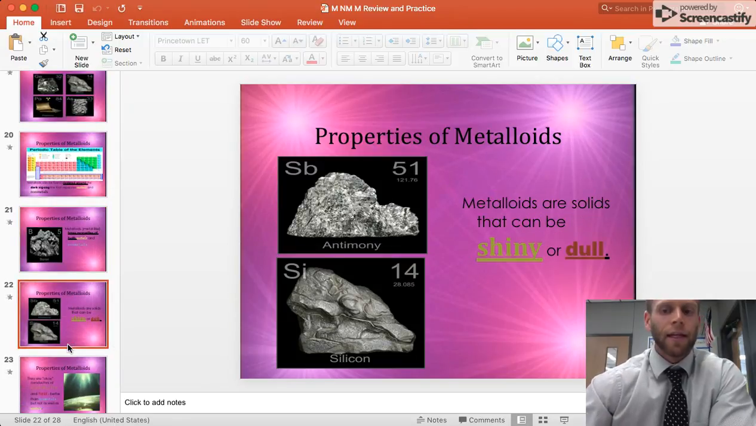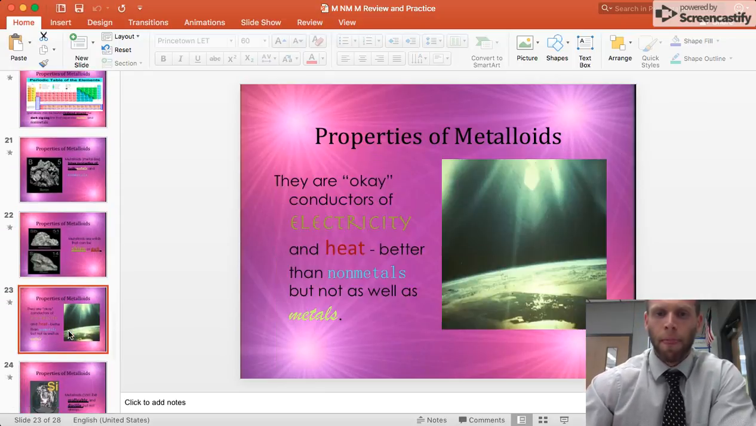They are solids that can be shiny or dull. So they could possibly be shiny or they could be dull. They can kind of go both ways. They're okay conductors of electricity and heat. So they're better than nonmetals, which are very poor. They don't conduct heat or electricity well at all. But they're not metals that conduct it really, really well. They're kind of in between.